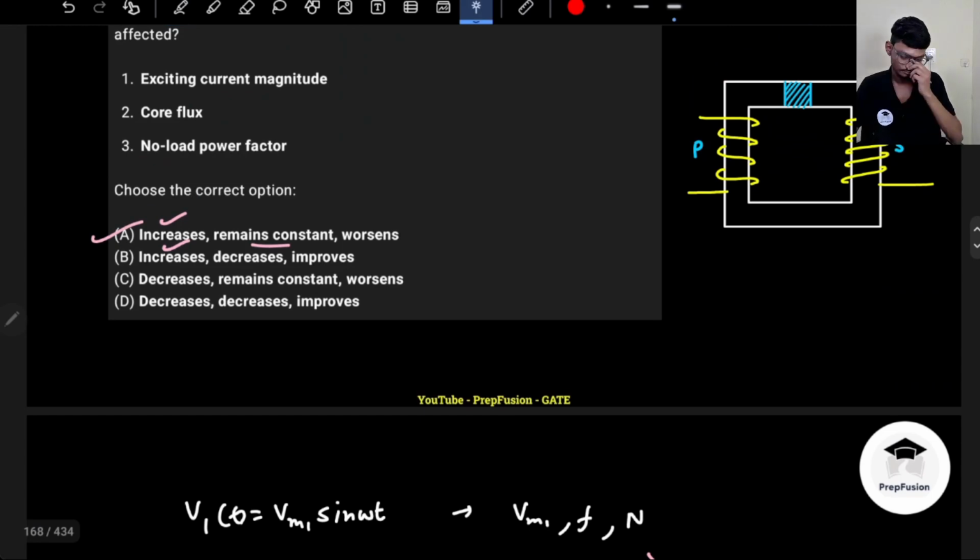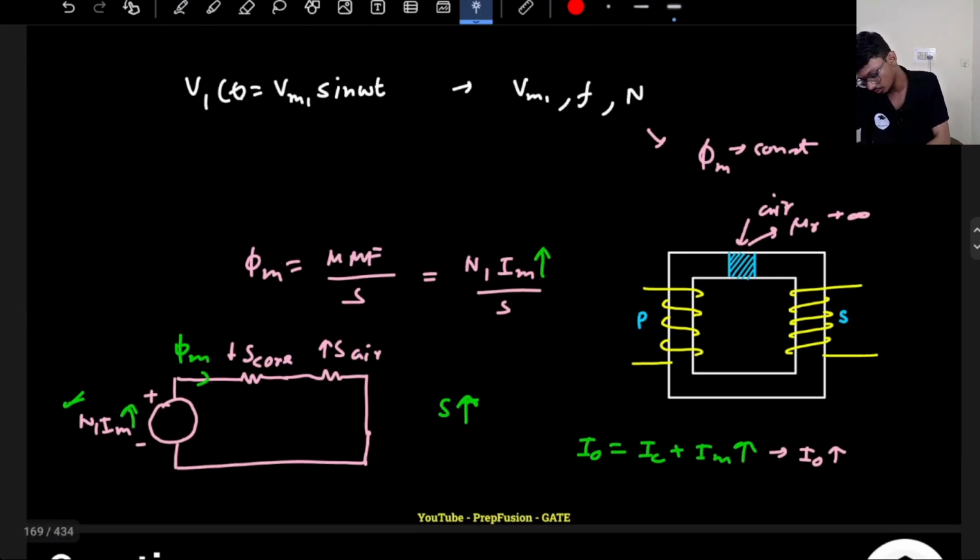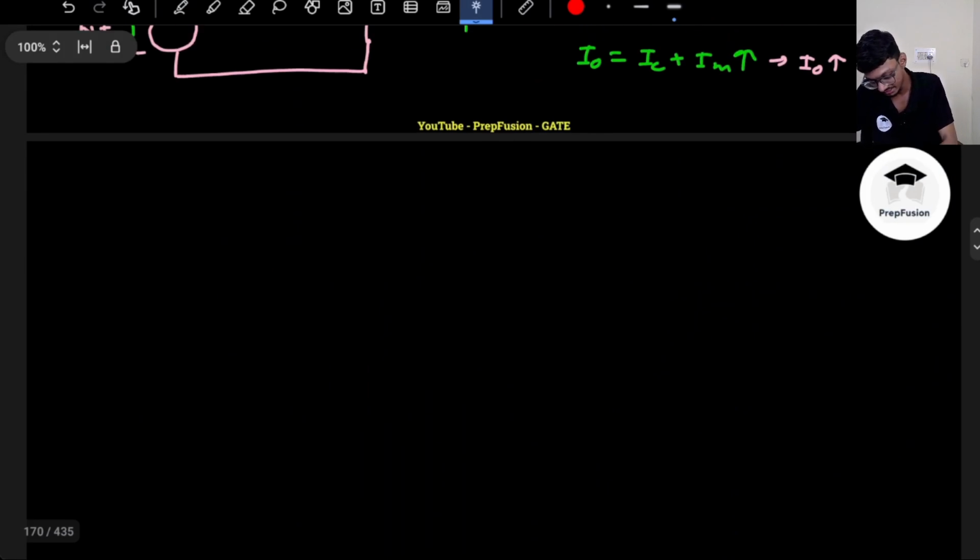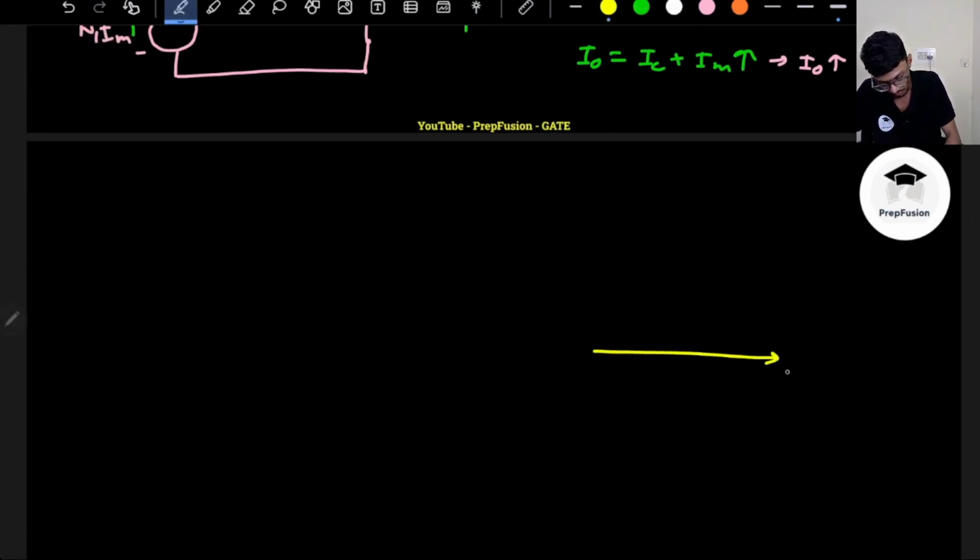No load power factor. So what will happen to the no load power factor? If you remember, your exciting current is a combination of the magnetizing current and the core loss current, here I have flux.